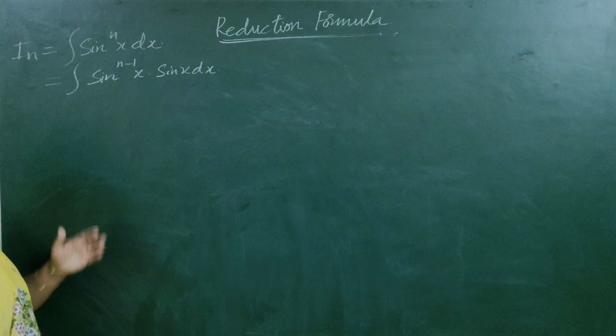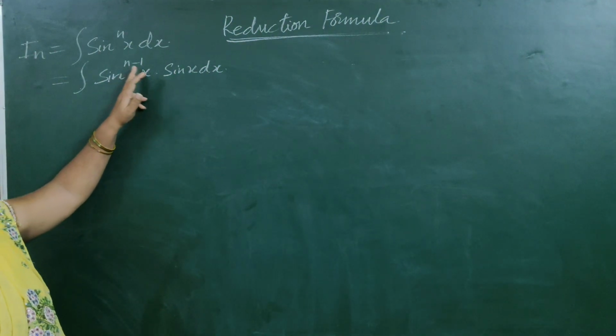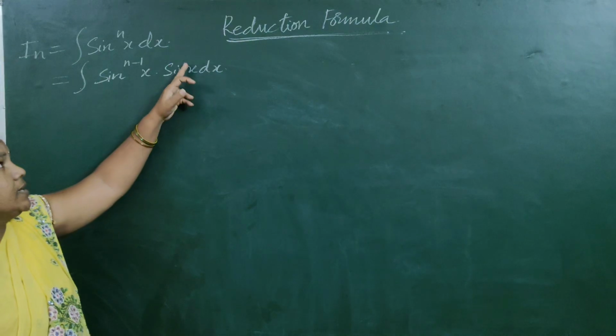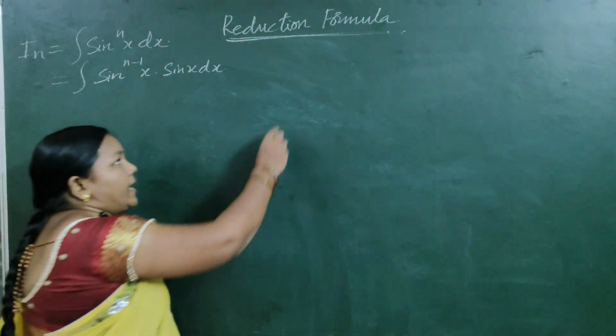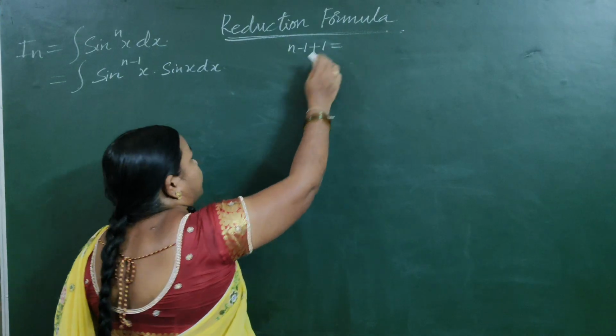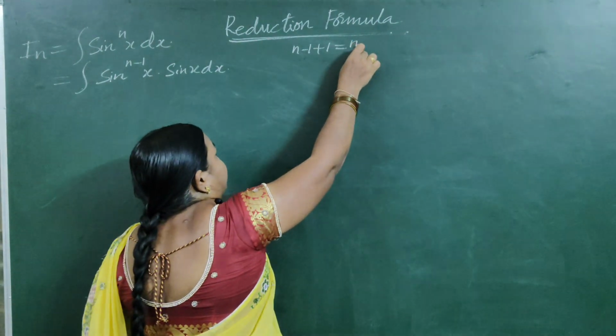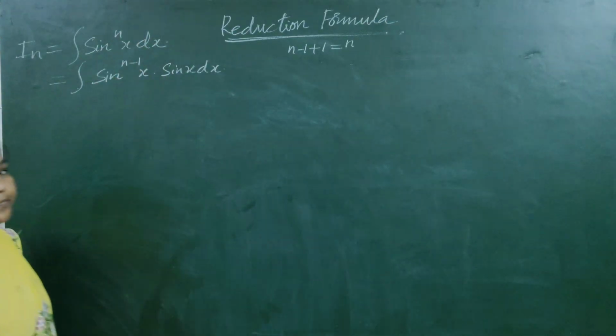See here, the bases are the same, that is sine x. Here the powers are n minus 1 for one and 1 for the other. When we add these two, n minus 1 plus 1, the minus 1 and plus 1 get cancelled, remaining is n. That is the same as the question.